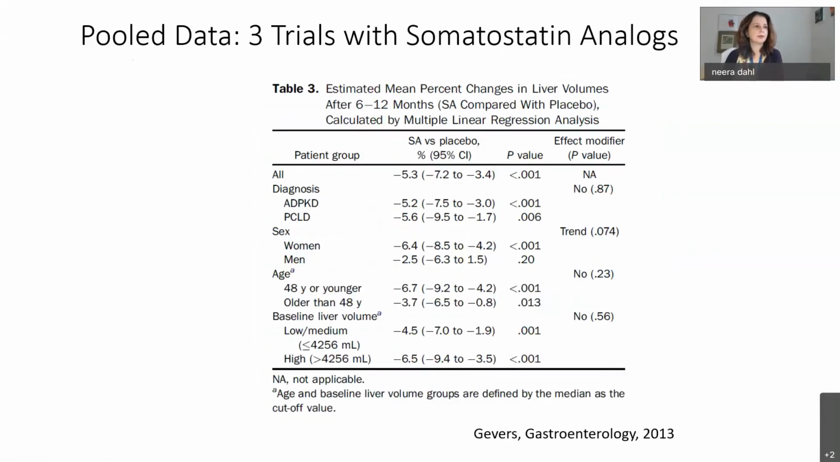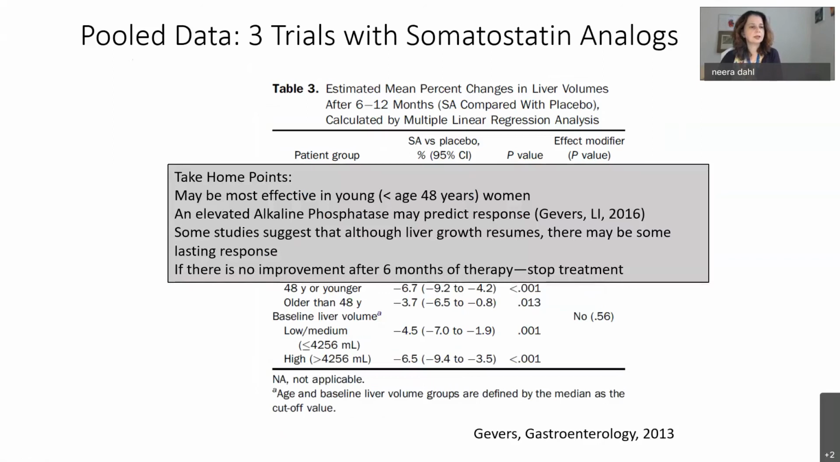And this is, I'm going quickly, but just showing you the pooled data from 3 trials with the somatostatin analogs. And the take-home points from this pooled data was that the therapy might be the most effective in young women, and that an elevated alkaline phosphatase at baseline may predict who's likely to respond to therapy.